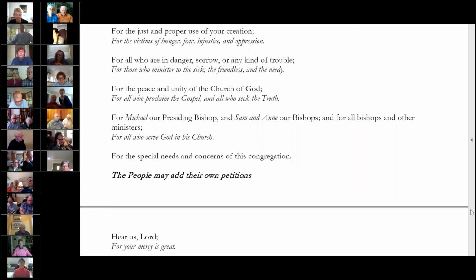For Michael, our presiding bishop, and Sam and Anne, our bishops, and for all bishops and other ministers, for all who serve God and His church, for the special needs and concerns of this congregation.